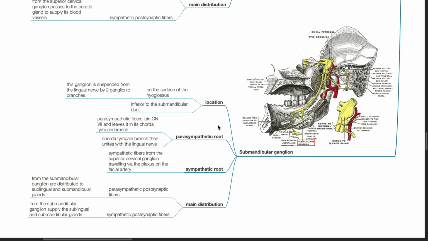The sympathetic root of the submandibular ganglion are sympathetic fibers from the superior cervical ganglion that travel via the plexus on the facial artery. Main distribution of the submandibular ganglion branches. Parasympathetic postsynaptic fibers from the submandibular ganglion are distributed to the sublingual and submandibular glands. Sympathetic postsynaptic fibers from the submandibular ganglion supply the sublingual and submandibular glands as well.